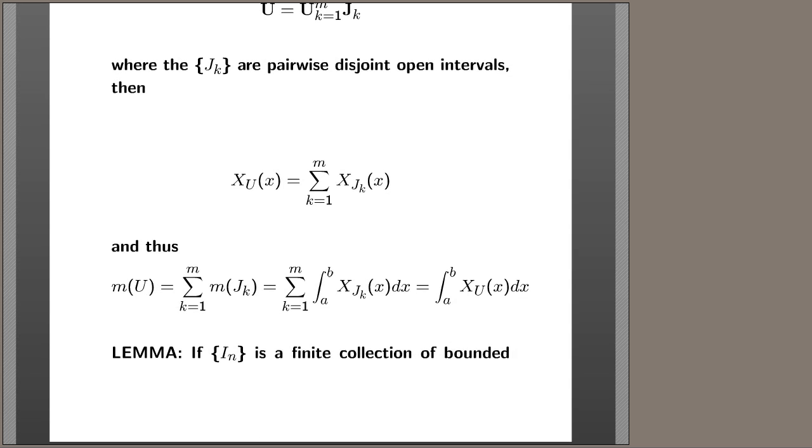If you integrate this, then you have the measure of U equal to the summation k from 1 to m of the measure of J sub k, and change it to an integral: equal to the summation of k from 1 to m of the Riemann integral of the characteristic function of J sub k dx, which is equal to the integral from A to B of the characteristic function of U.